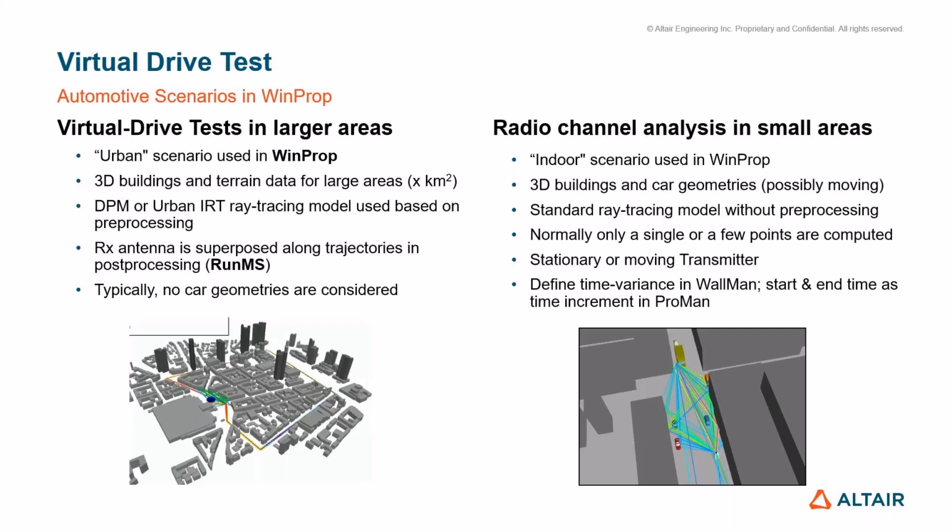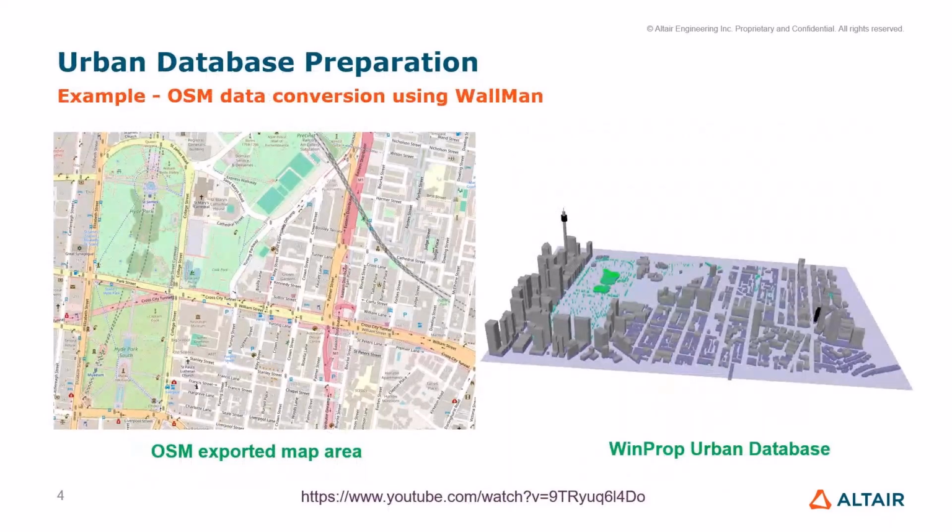So today we will be focusing on the first case where we are performing virtual drive tests in larger areas. So for that, we need to have our inputs ready to be used, such as the antenna pattern of the receiver and the transmitter, but also we need the multipath environment. And for this, usually we need an urban database. There are multiple ways you can prepare that. Either you have a CAD geometry of the urban area, or you can also use some online open source websites such as OpenStreetMaps, where you can export your database.